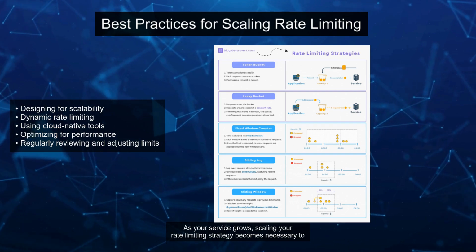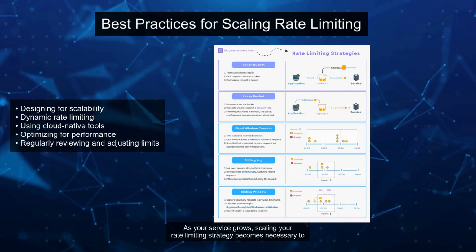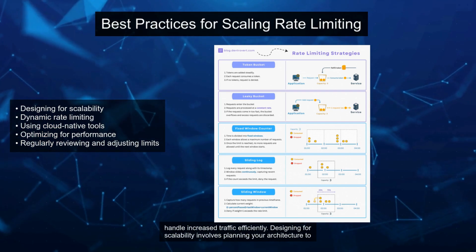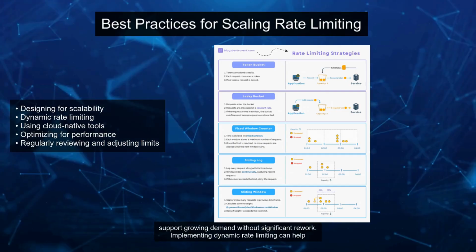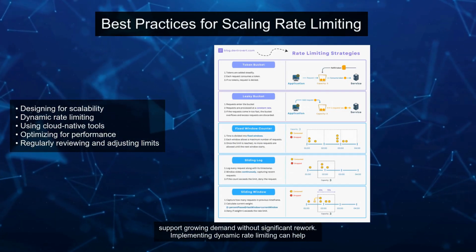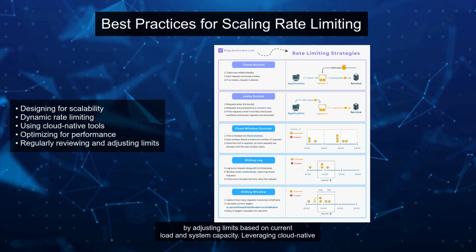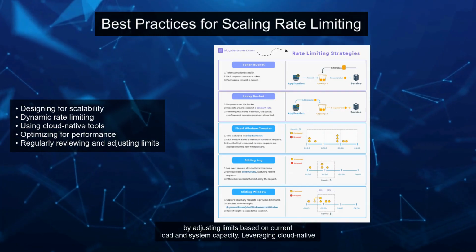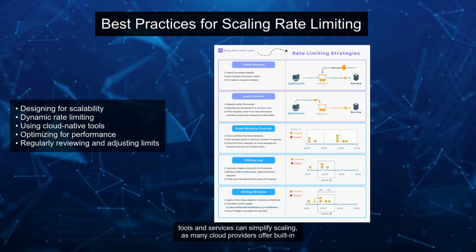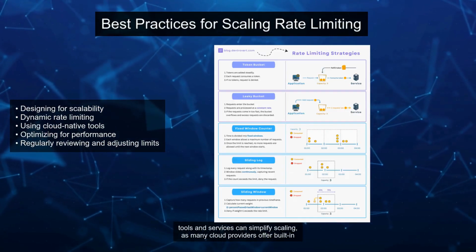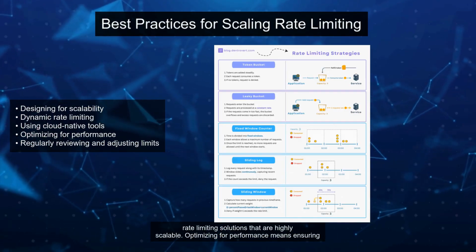This information can be used to improve system resilience by adjusting algorithms and thresholds to better handle the observed traffic patterns. As your service grows, scaling your rate limiting strategy becomes necessary to handle increased traffic efficiently. Designing for scalability involves planning your architecture to support growing demand without significant rework. Implementing dynamic rate limiting can help by adjusting limits based on current load and system capacity.